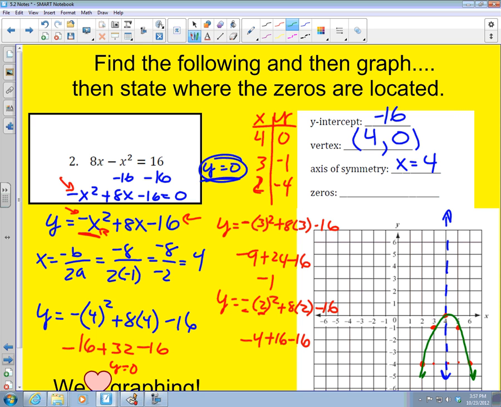And voila. There we go. Zeros. How many zeros are there? There's only one. If the vertex is what crosses the x-axis, you only have one solution, 1 0. So 4 is our 0, or our solution. Okay.